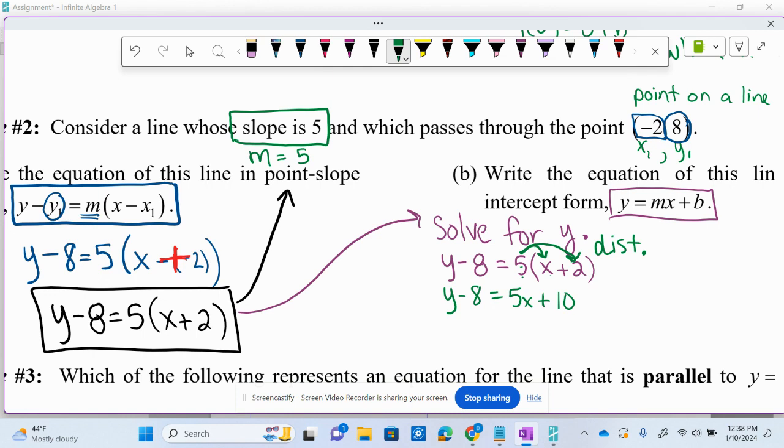Now, Bryce, last step. Now we add the 8. Good job. So y equals 5x plus 18. We've taken an equation that we wrote in point slope form and transformed it to slope intercept form. We solved for y.